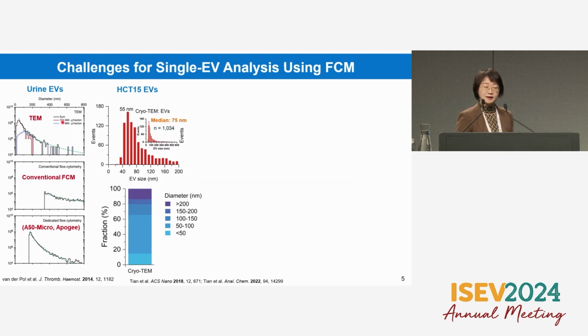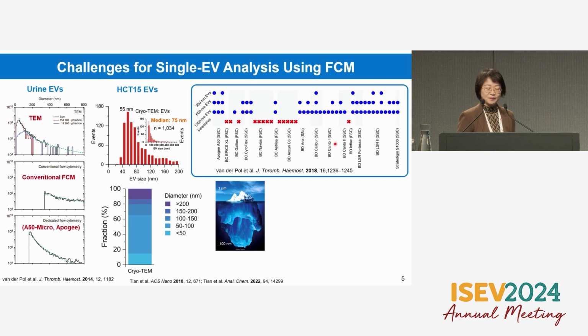The TEM and cryo-TEM data revealed that the majority of EVs are smaller than 200 nanometers in size. In conventional flow cytometry, only a very few highly sensitive instruments can detect EVs with a size range from 300 to 600 nanometers. So that's really representing the tip of the iceberg.